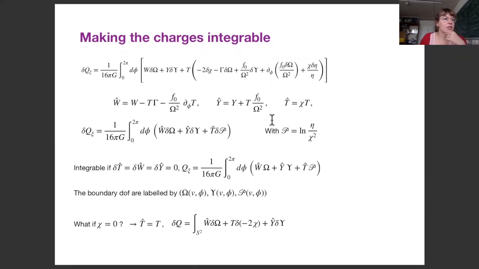And just a little... so it means that we have 3 charges, independent, and that will be our boundary degrees of freedom, and that they will be labeled by this omega, this epsilon, and this p. So omega was related to the term in d phi square in the metric, this one to the rotation of the coordinate with respect to the null surface, and p is related somehow to the expansion of your null hypersurface.